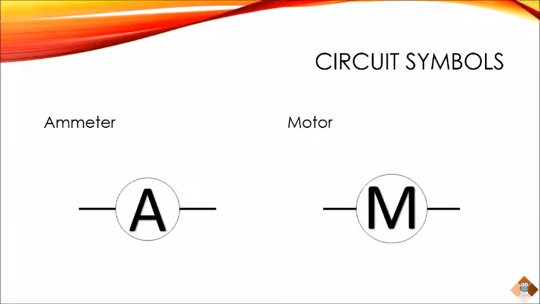An ammeter is used to read the current of a circuit in amps, because current is measured in amps, hence the name ammeter. A motor is something that moves when a current is passed through it, much like they do in electric cars. Now, these symbols are quite self-explanatory, with the ammeter being a big A and the motor being a big M.